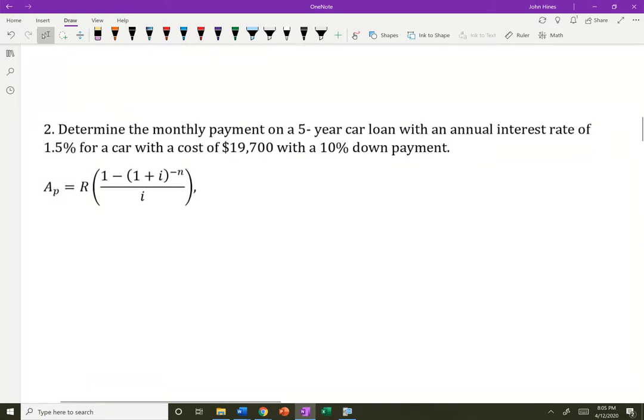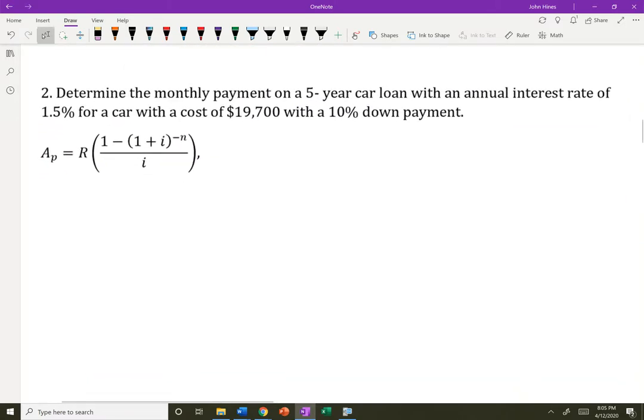Let's buy a car. Determine the monthly payment on a 5-year car loan with an annual interest rate of 1.5% for a car with a cost of $19,700 and a 10% down payment. So a down payment is an initial payment. You're not borrowing. You don't borrow this money from the bank. You pay for it up front.